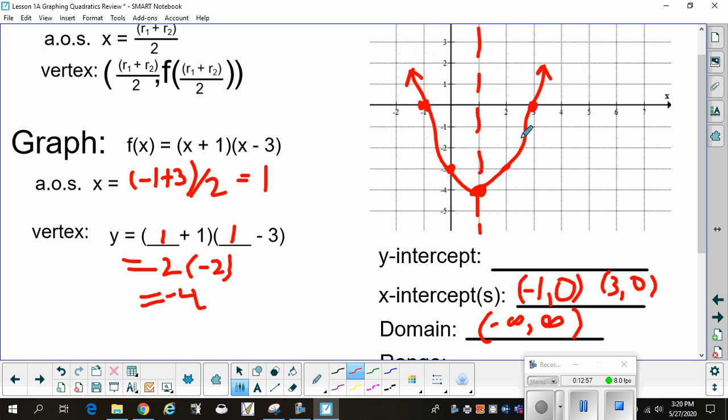Hopefully you guys can do a better job with paper and pencil than I can with a mouse on a computer. I can also now see from the graph that my y-intercept is at negative 3. Oops, sorry, is at 0. I got ahead of myself.